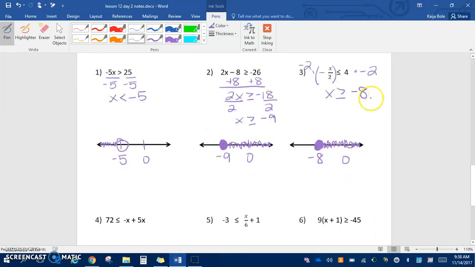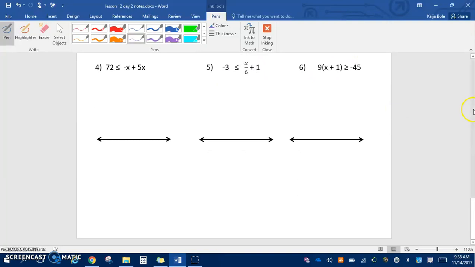Okay? Scroll down, we have 3 more examples here. First, we have 72 is less than or equal to negative x plus 5x. So here, I need to combine like terms, so I still have my 72 less than or equal to, and this would be 4x. And now I divide by 4, so I would get 18 is less than or equal to x. Alright, so remember, we always want to read it with the x first.